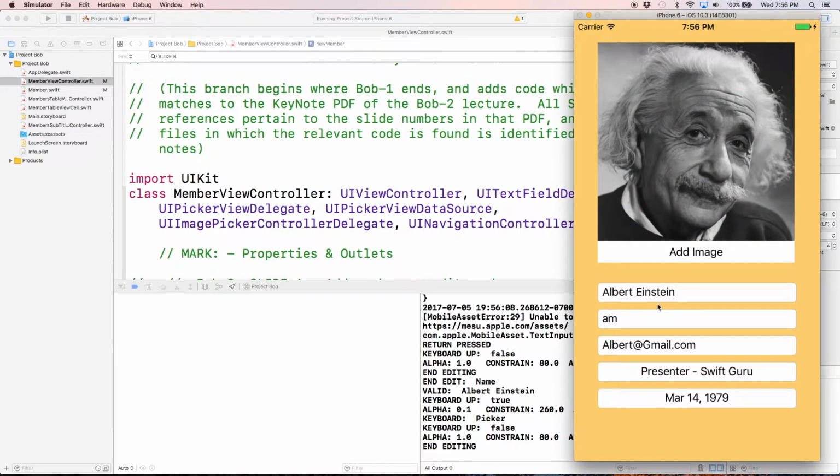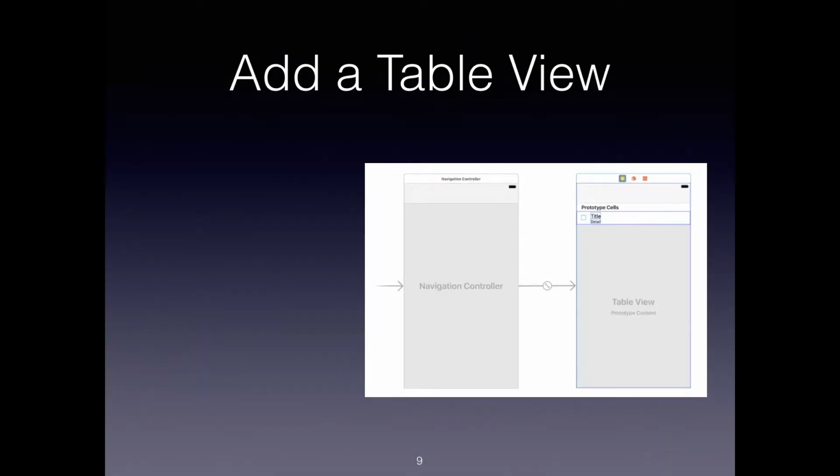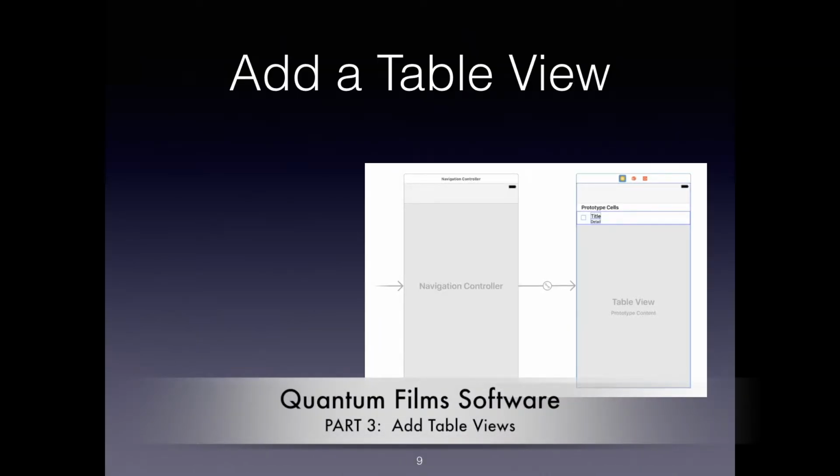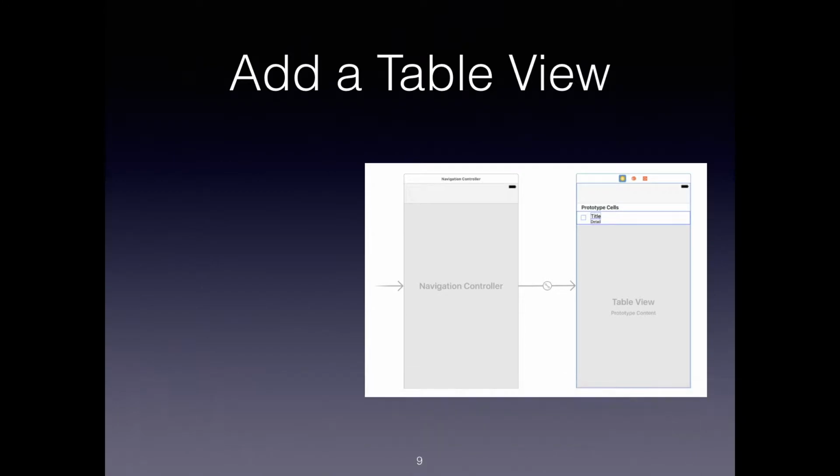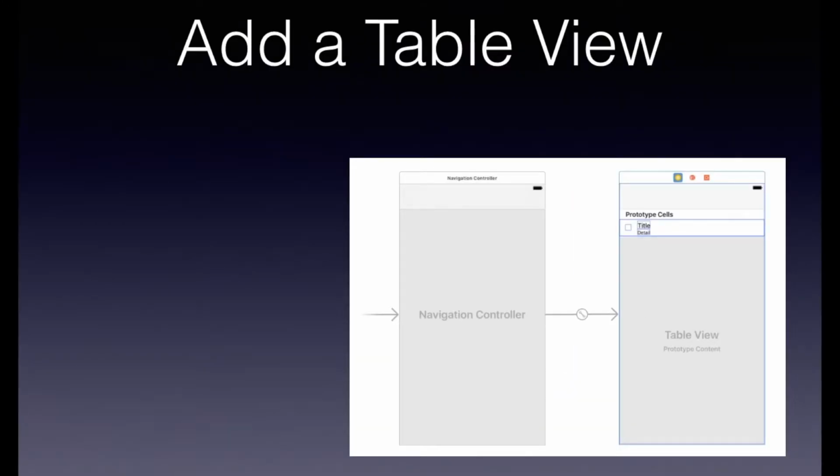Okay. So all of this works, and now we know we can display a new member, and we can display a current member, and the switch to do that one way or the other is that new member bool, and that loads it up. Next thing we're going to do is step back and add a table. Here's the table view. I've added it to the project, and I'm going to show you what it is.